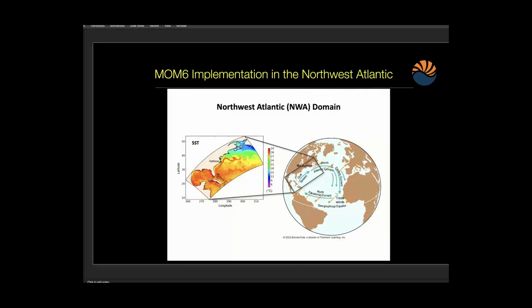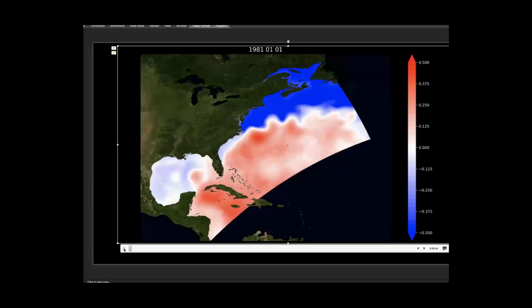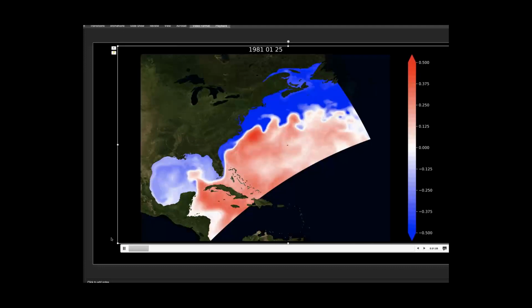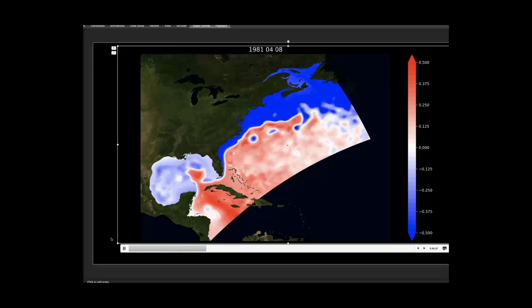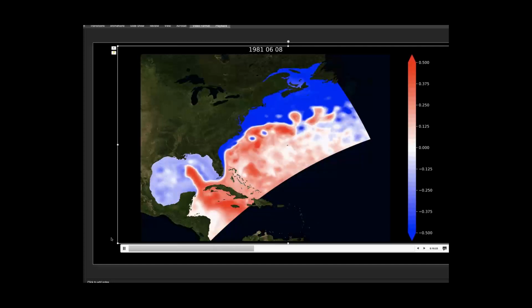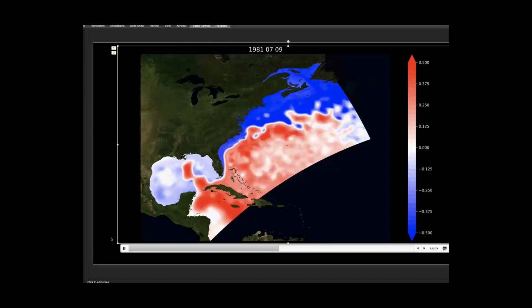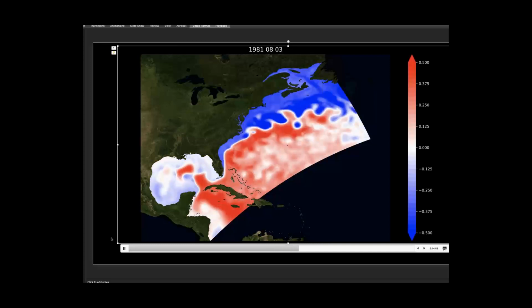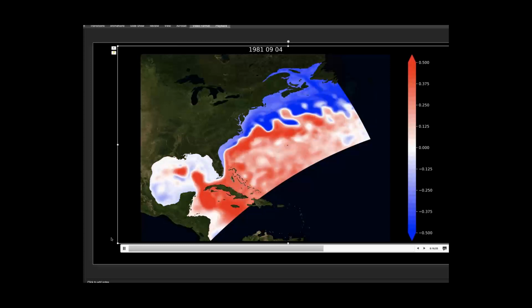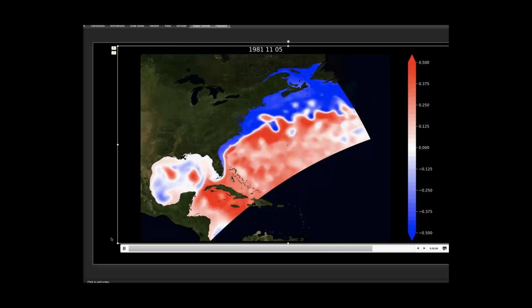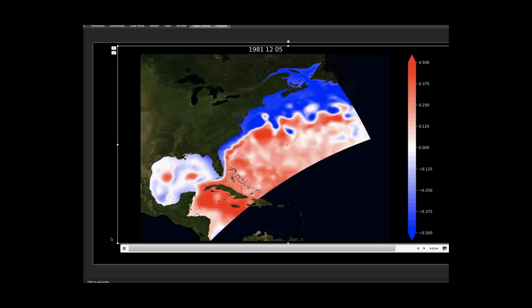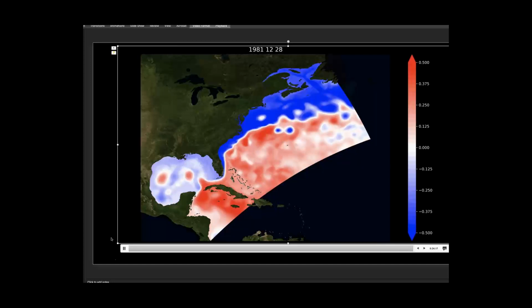Here is an evolution of sea surface height, just to give you a sense of how this is working. The main thing you can note here is that you are looking at a piece of ocean that should be recognizable. You see the Gulf Stream path, you see the generation of Gulf Stream rings, the shedding of some of the Gulf of Mexico eddies.